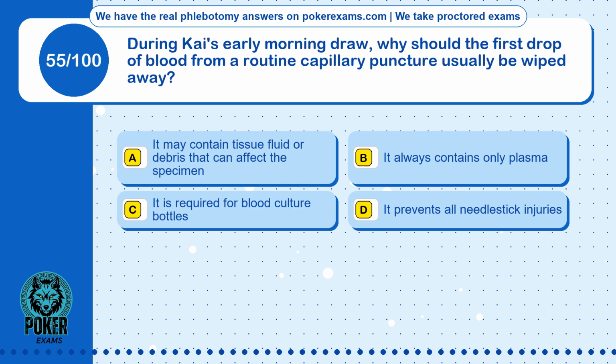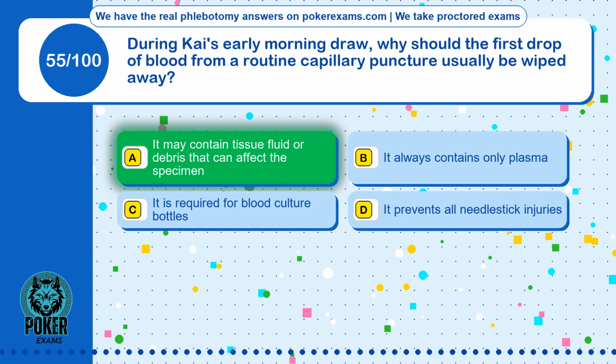Question 55. During Kai's early morning draw, why should the first drop of blood from a routine capillary puncture usually be wiped away? Option A. It may contain tissue fluid or debris that can affect the specimen. Option B. It always contains only plasma. Option C. It is required for blood culture bottles. Option D. It prevents all needle stick injuries.